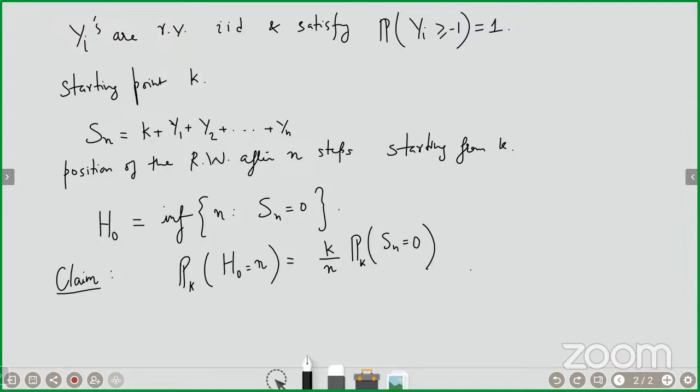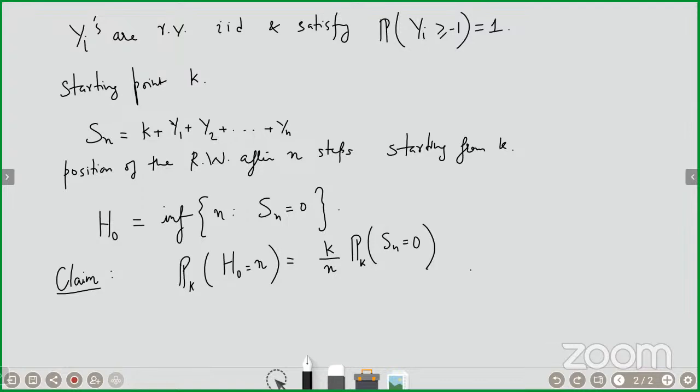So what is x0? The earliest time where this process is zero. What are we asking? What is the probability that the earliest time is n? It's nothing but the fraction k over n times the probability that the walk is zero at time n. These two events are not equal. Here the random walk is going on, it might keep hitting zero many different times. Here we are asking for the first time. Suppose I tell you that the random walk is sitting at zero at time n. What is the probability that this is actually the first time it is doing so? That is the connection between these two.